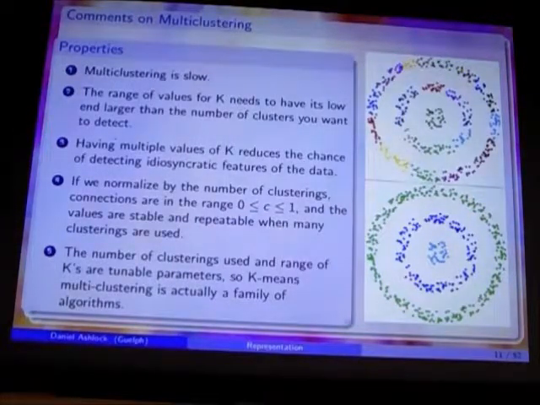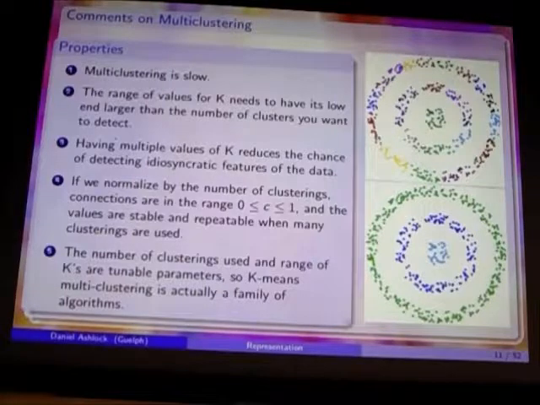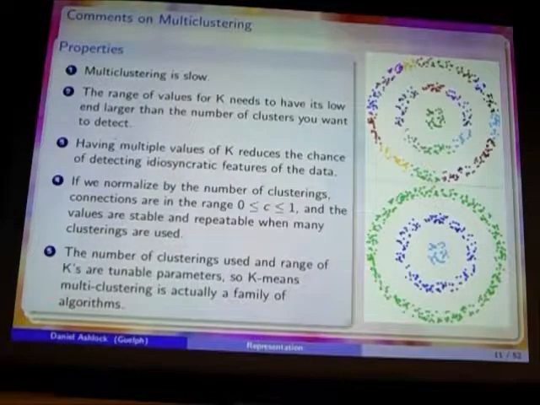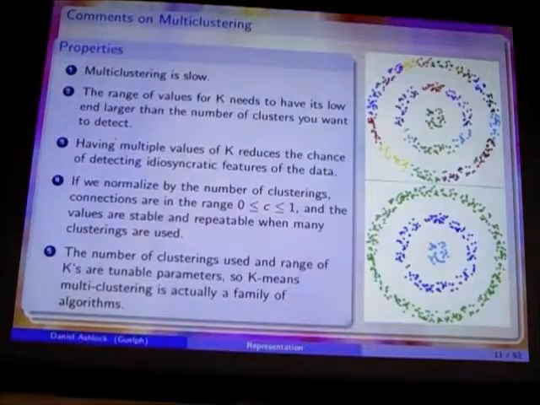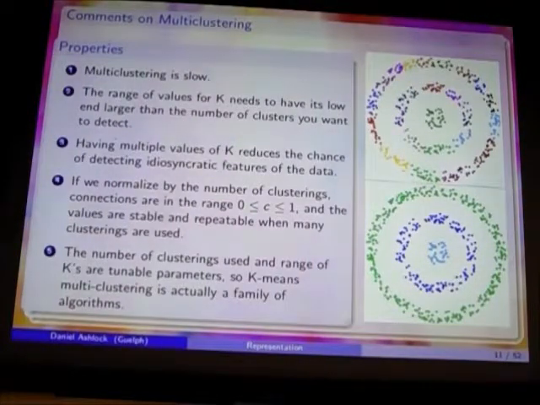If we normalize by the number of clusterings we did and force the connection strength into range 0 to 1, then it turns out the values you get are entirely stable. Doing many samples washes out the stochasticity. And a statistician showed me something he said was a proof, and I sort of believe him, that I'm approaching an actual asymptotic object here somewhere. So there really is a repeatable result if you do enough clusterings. And then the number of clusterings used and the range of k's are tunable parameters.